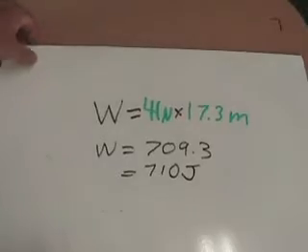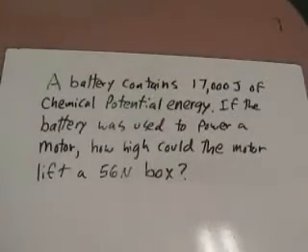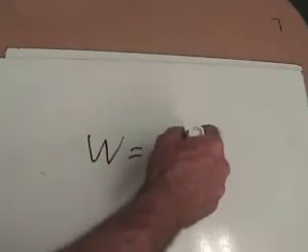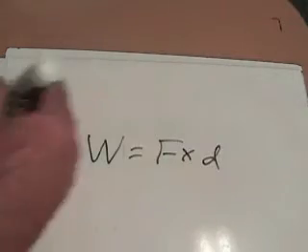Let's look at another one. A battery contains 17,000 joules of chemical potential energy. If the battery was used to power a motor, how high could the motor lift a 56 newton box? So, we're going to use the equation work equals force times distance.